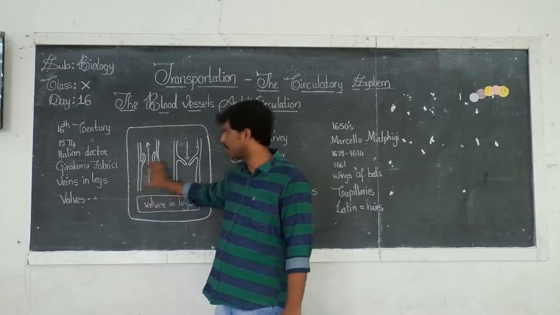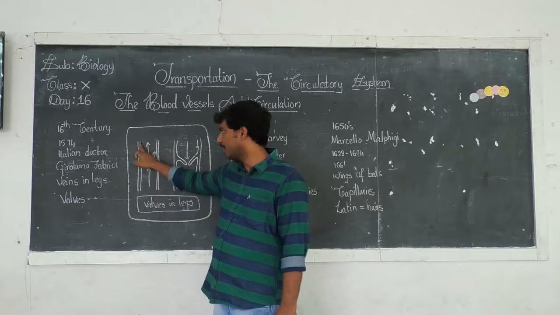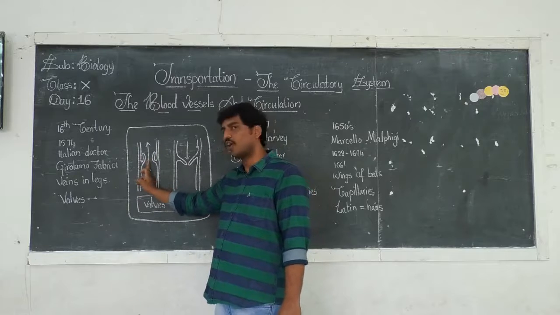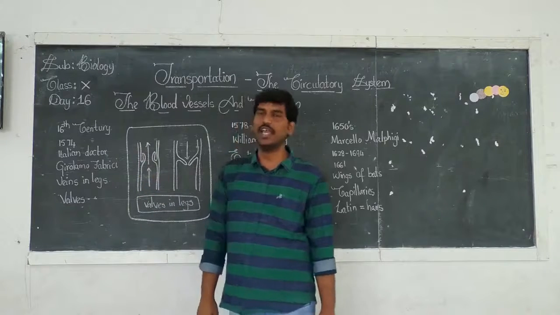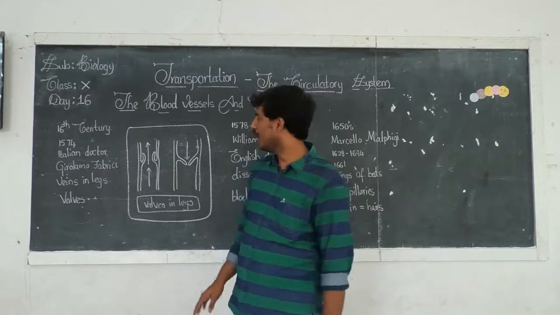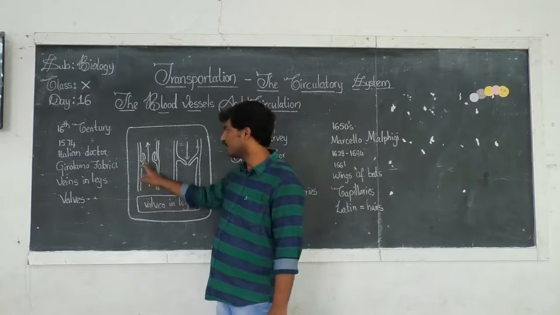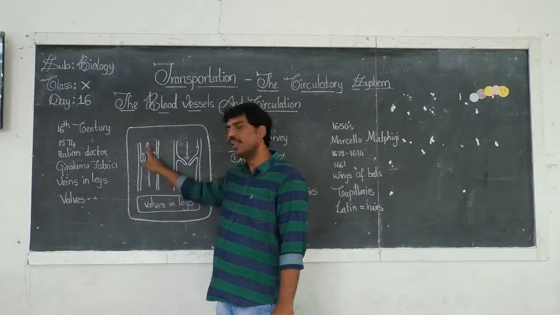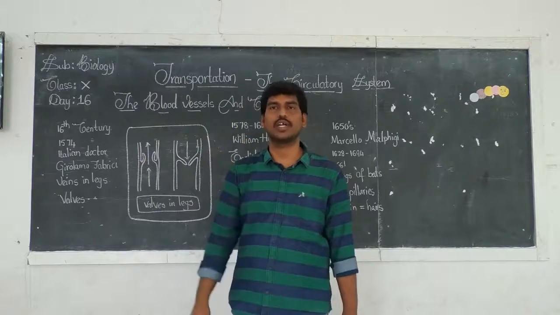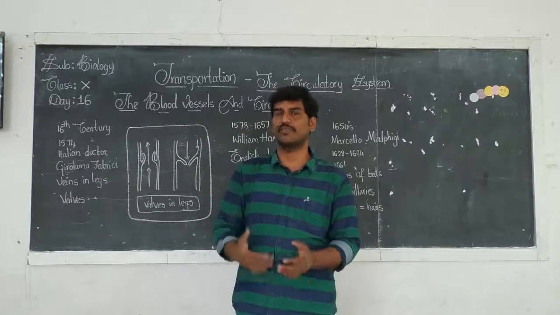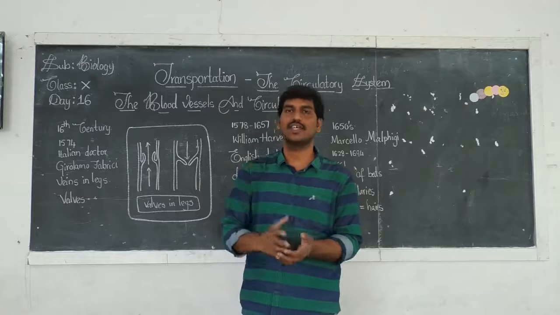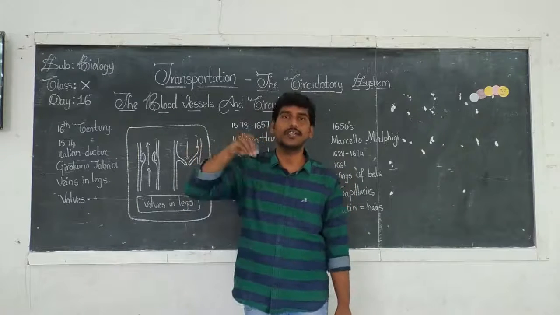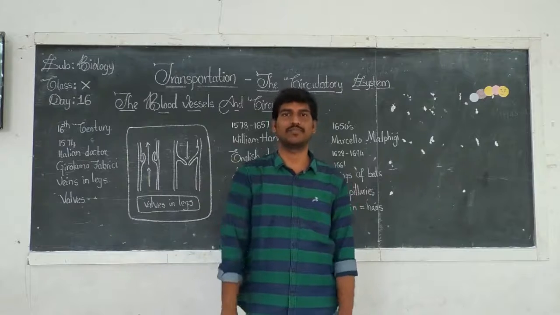You can see that these are the veins, this is the wall of the vein, and you can see these valves folded toward the walls of the veins. What is the main function of these valves? They make the blood flow only in one direction. Actually, we were discussing in the last class that the superior vena cava and inferior vena cava bring the blood into the right auricle.